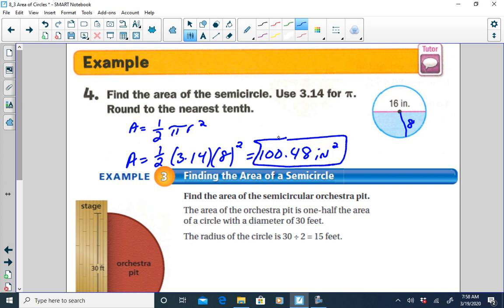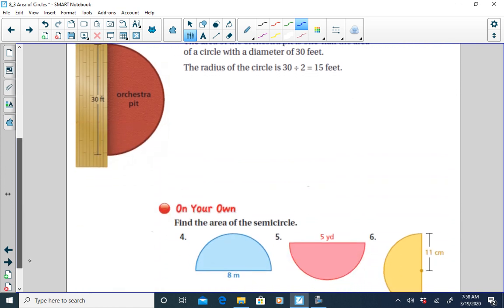Common mistake when we're finding the area of the semicircle, right? Don't forget to take 1/2 of pi r squared. We get so used to finding the area using pi times the radius squared. When we're asked to find the area of a semicircle, we just forget to take 1/2. So it's going to be one more thing that we have to be aware of when we do these problems.